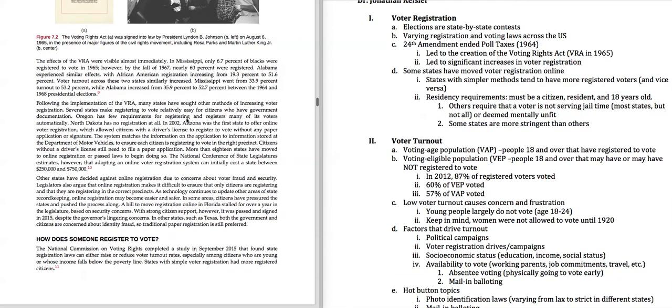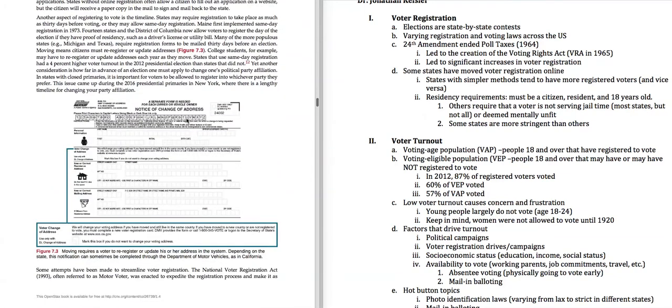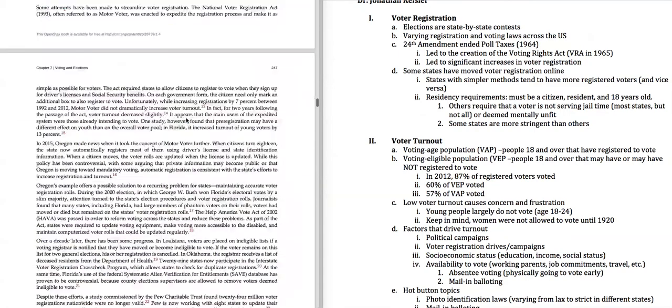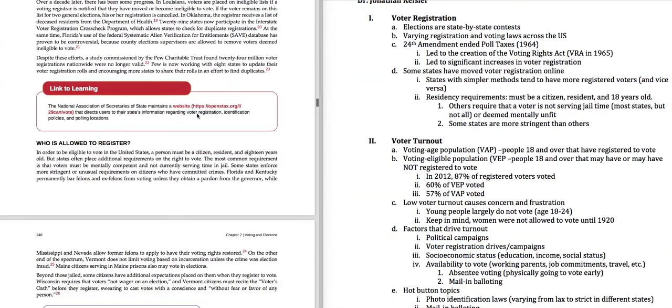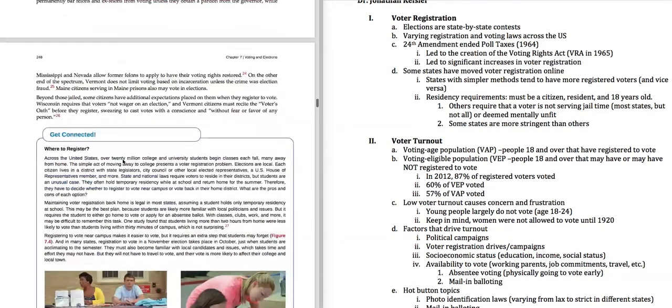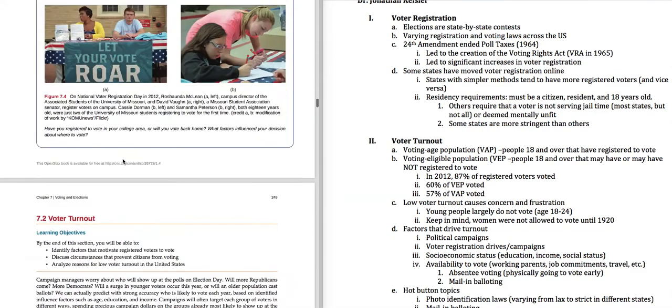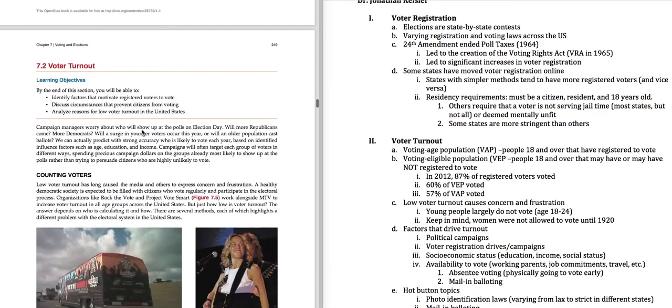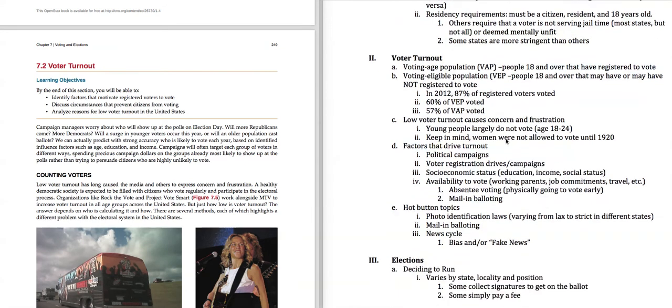Obviously, it's not a thorough enough summary to replace everything I'm scrolling here on the left. But I just want to come down and show you who's allowed to register. We just covered that very briefly. We're going to move on to what we call voter turnout. Now, for voter turnout, there's a couple different terms you need to know about. It's voting age population, VAP, people 18 and over that have registered to vote. But that's different than the voting eligible population, VEP, people 18 and over that may or may not have registered to vote. So everybody 18 and over, save for being felons or mentally unfit, can register to vote. But a lot of people haven't done that.